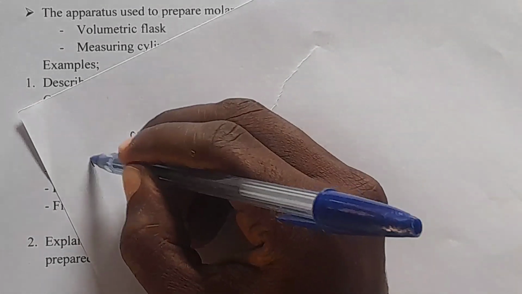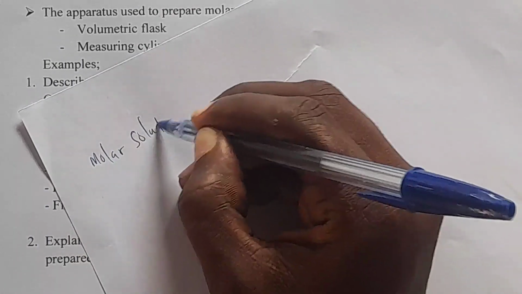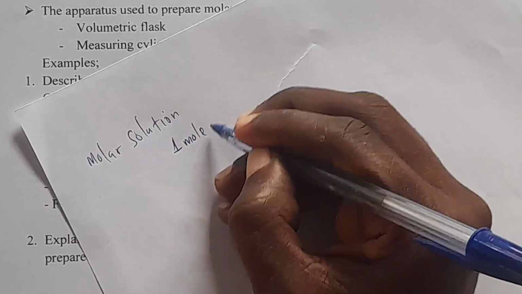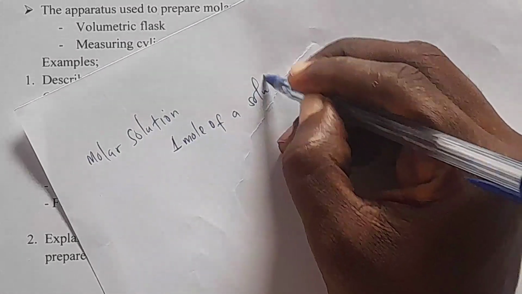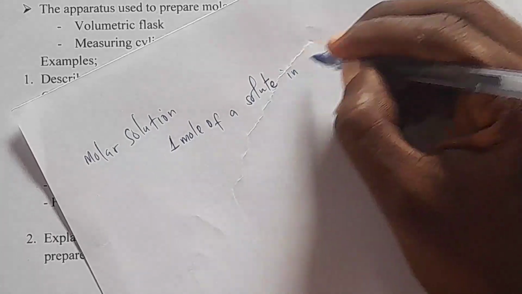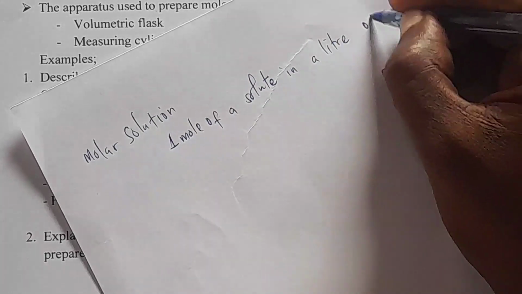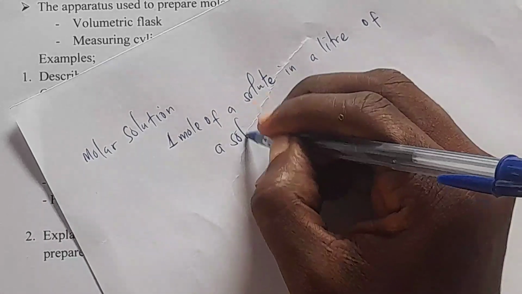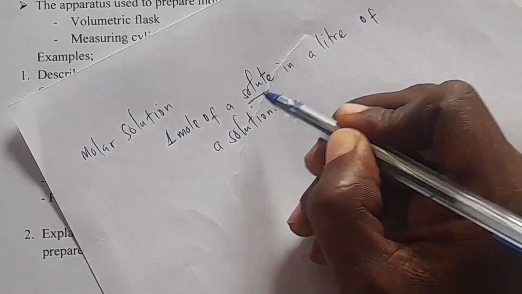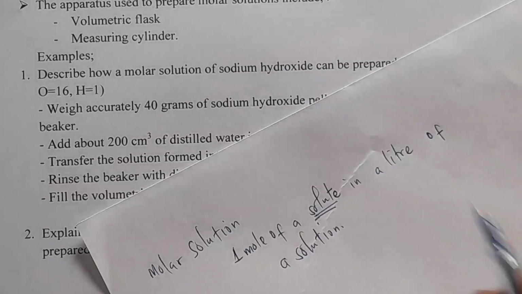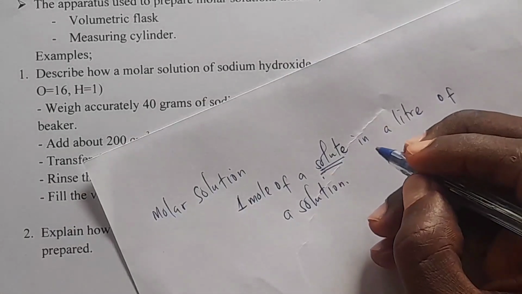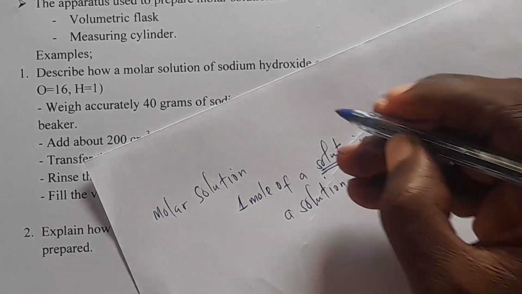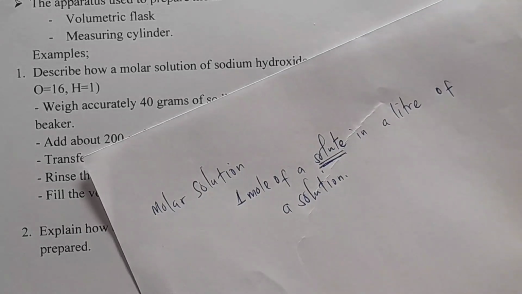So what is first of all a molar solution? We said a molar solution is a solution that contains 1 mole of a solute in 1 liter of a solution. This was the definition for molar solution. So what does 1 mole of a solute mean? The solute is, in our case, the sodium hydroxide. So you are supposed to know the mass of that solute, or in other words, the molar mass of that solute.